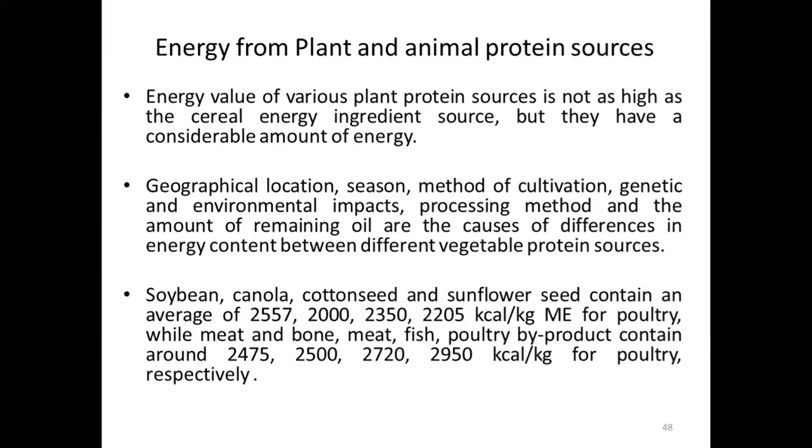For example, soybean meal has 2,500 kilocalories per kg of metabolizable energy. Canola has 2,000, cottonseed 2,300, and sunflower seed 2,200 kilocalories per kg. While meat, fish, and poultry byproducts all provide a significant amount of energy besides the protein.